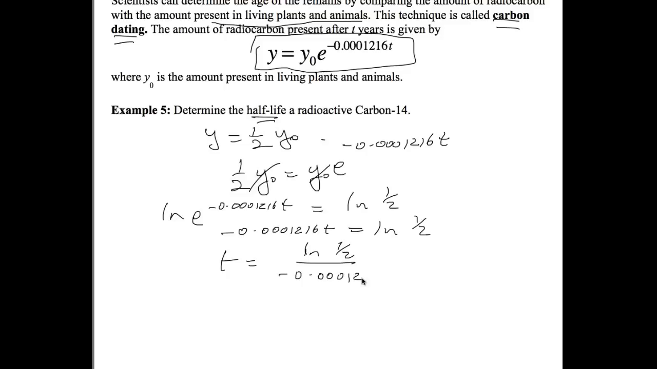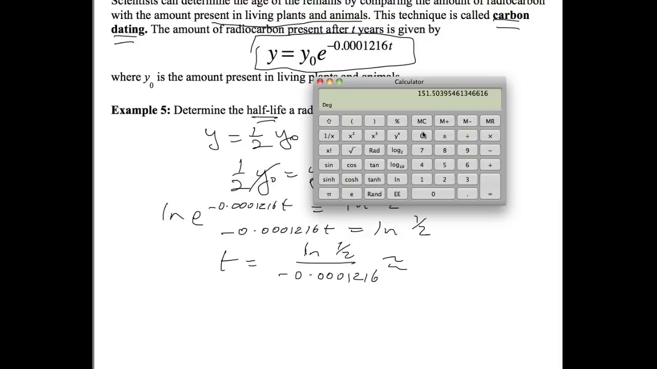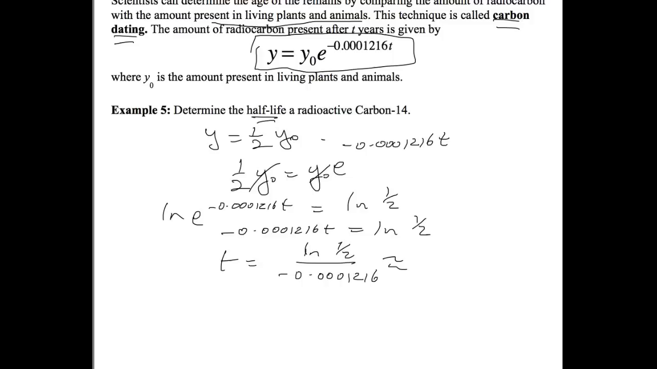0.0001216. All right, so this is going to be approximately, if we get our calculator out, 0.5, we find the ln again, and divide by 0.0001216, but negative. And we end up with 5,700. So let's round it off to the number of years. So it's approximately 5,700 years it takes for it to decay half. Okay. All right, next.